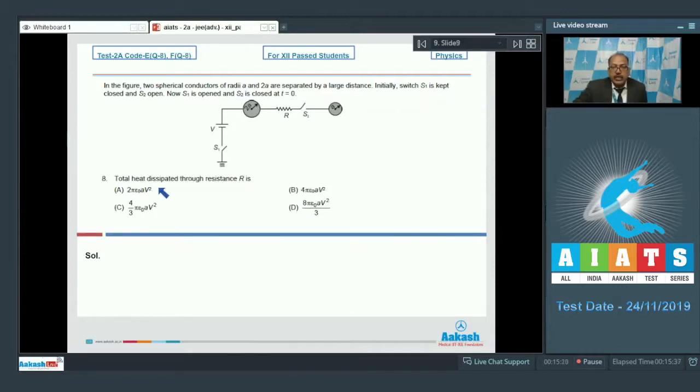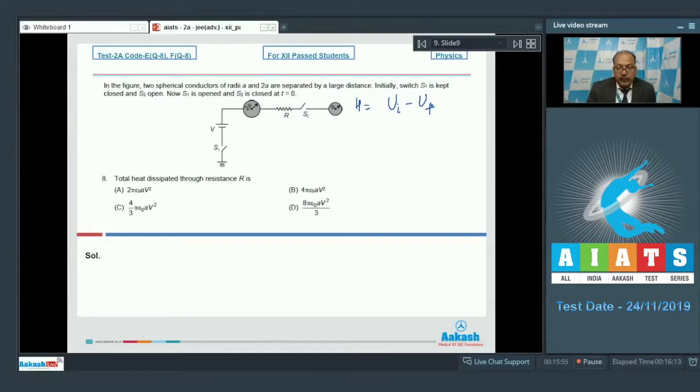Question 8 says total heat dissipated through resistance R is. So what we will do here to find the total heat dissipated is, we take the initial electrostatic energy stored here and the final electrostatic energy stored in both these two. The loss in the electrostatic energy is equal to the heat dissipated through the resistance R. So heat dissipated H is equal to electrostatic energy initially minus electrostatic energy final.